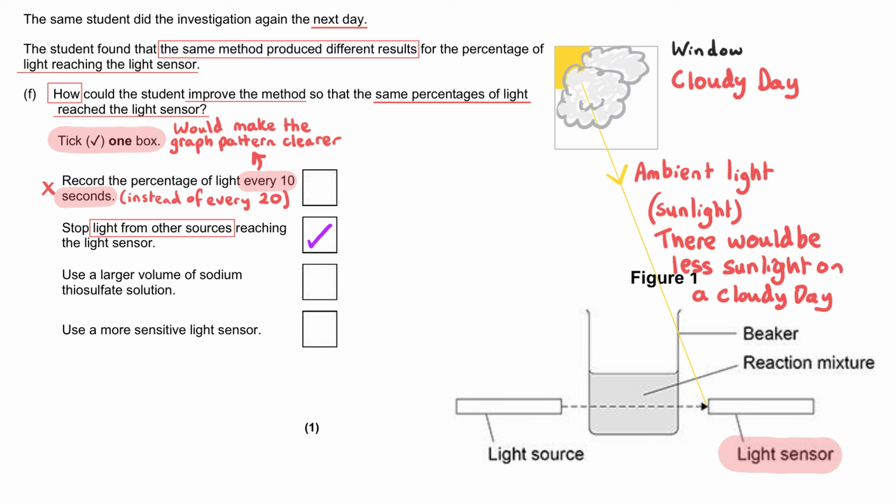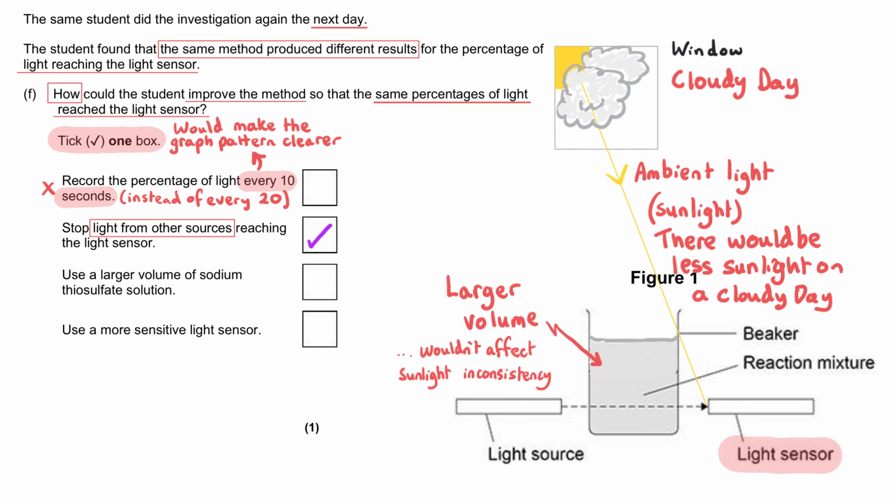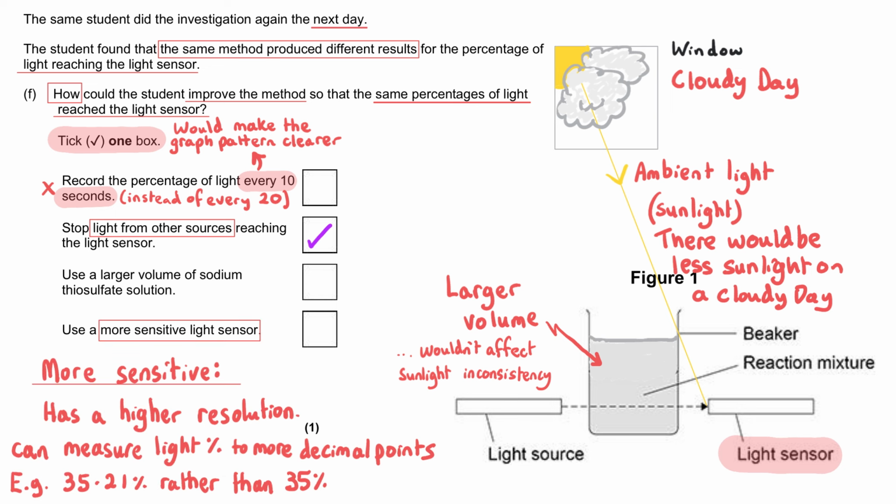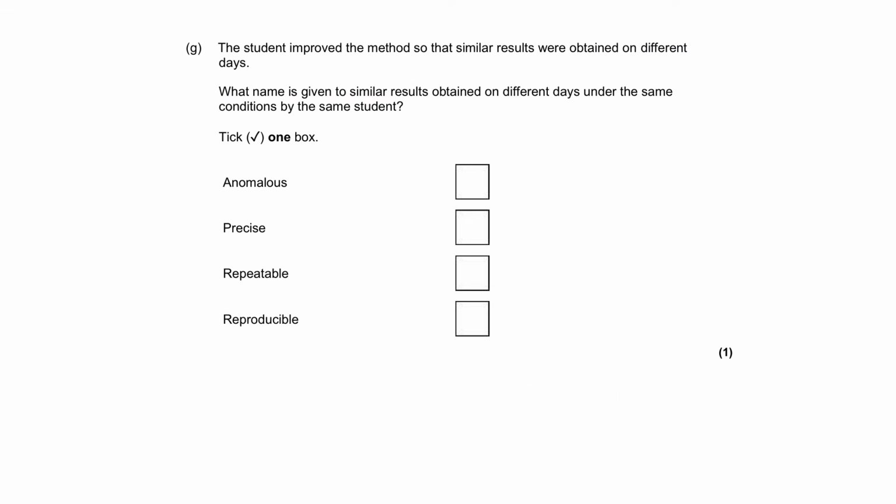If we use a larger volume of sodium thiosulfate, that would just increase the volume here, and that wouldn't affect the light getting through. And then we could also say that using a more sensitive light sensor, assuming that we use the more sensitive light sensor on both days, that's not going to make any difference. It's the changes from one day to the next that is going to affect these variations.